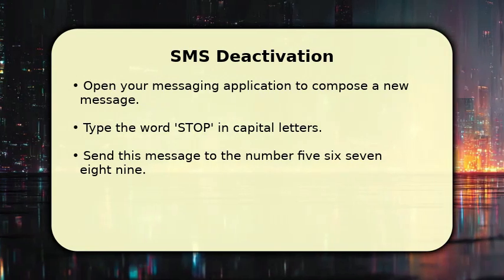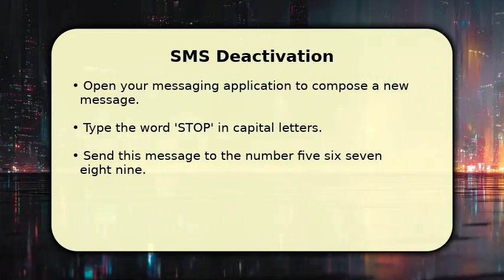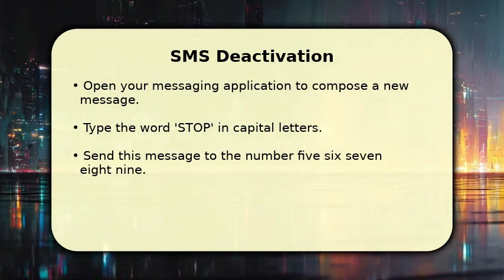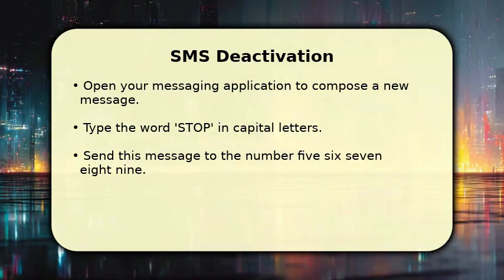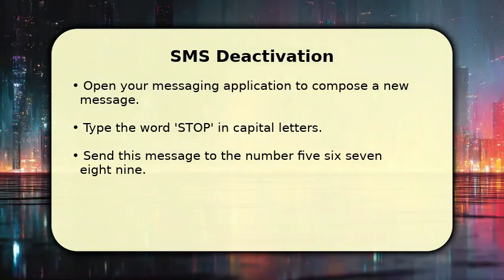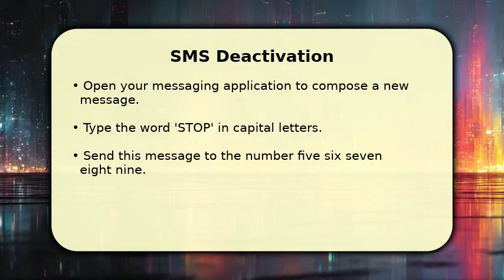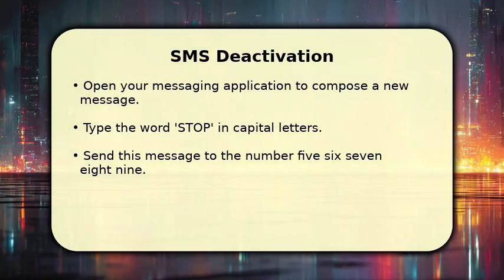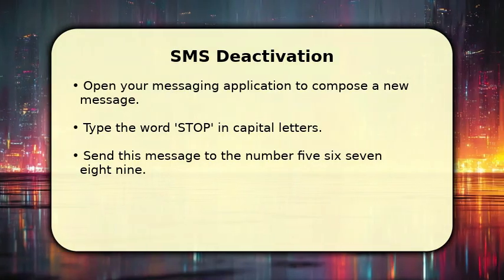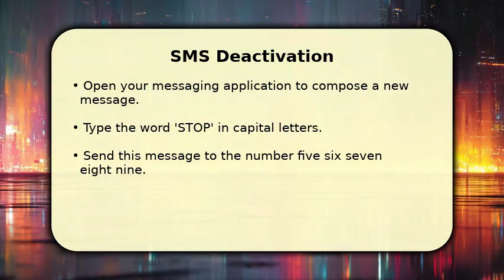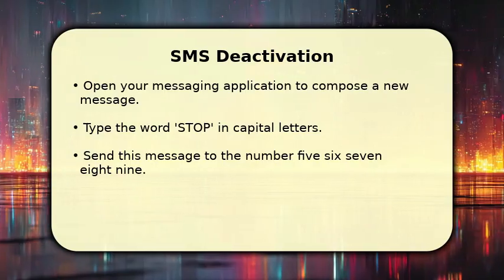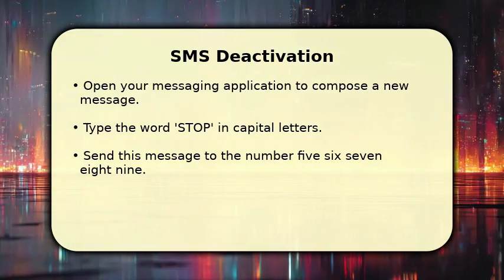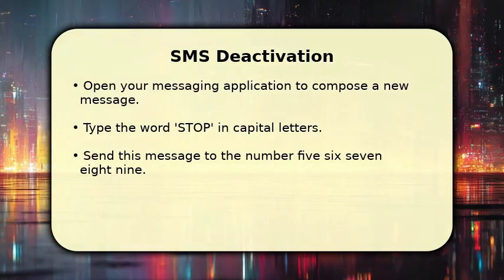If you prefer using SMS, it's incredibly simple. Just open your messaging application and compose a new message. Type the word STOP in capital letters. Send this message to the number 56789. You will then receive a confirmation message from Jio, indicating that your caller tune has been successfully deactivated. This method is perfect if you don't have internet access or prefer a quick text-based solution.